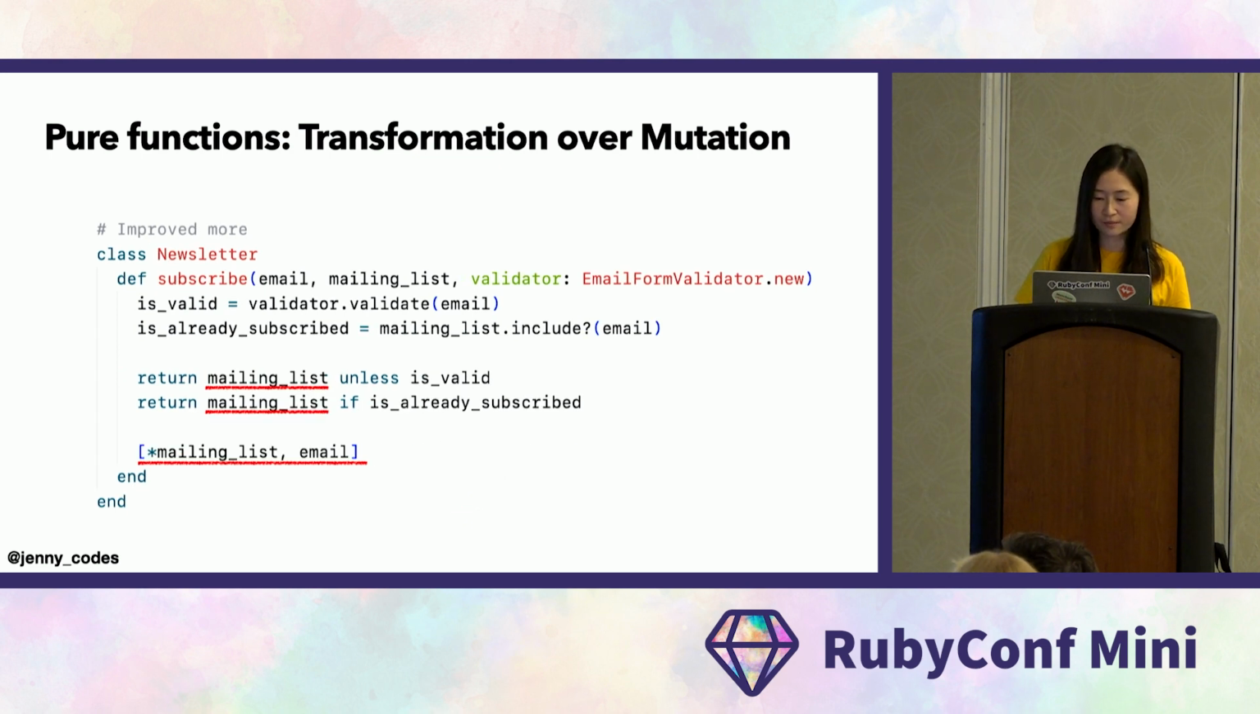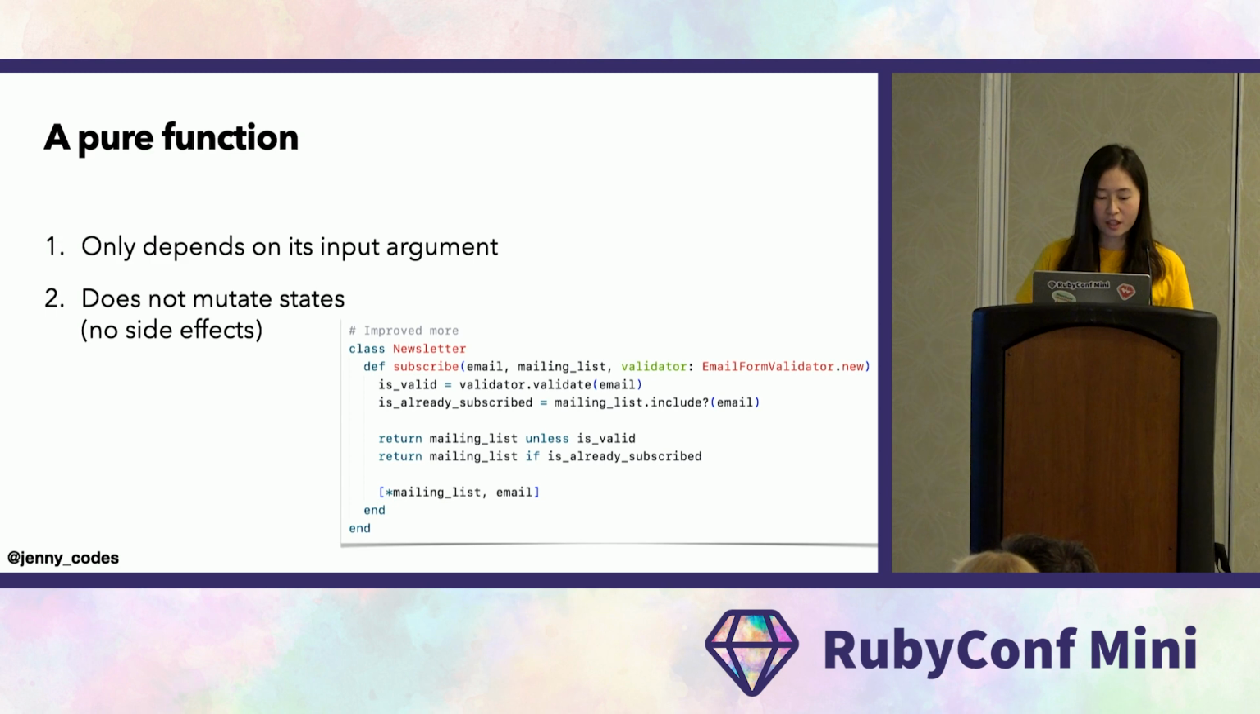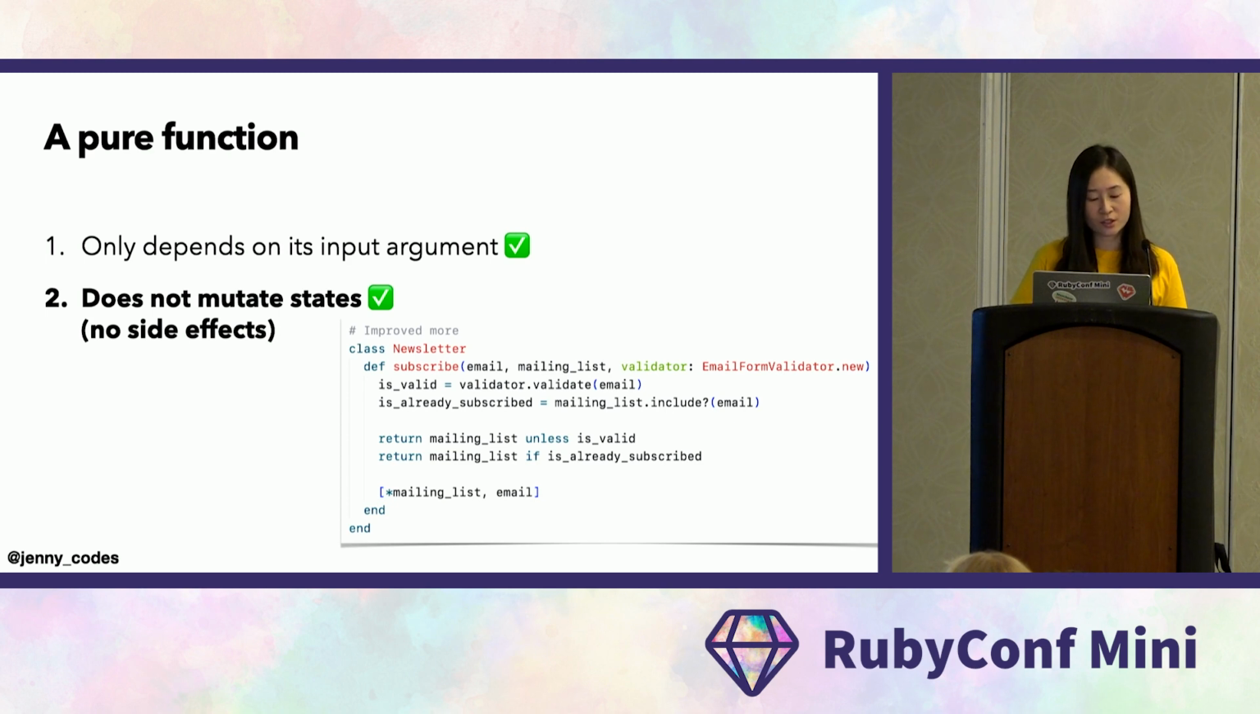So it looks like this. Now, let's run this against our two conditions again. First of all, we apply parameterization or dependency injection. So now, this method only depends on the input argument. And the second condition also checks. Instead of mutating our mailing list, we transform it instead. So the original mailing list is not affected.